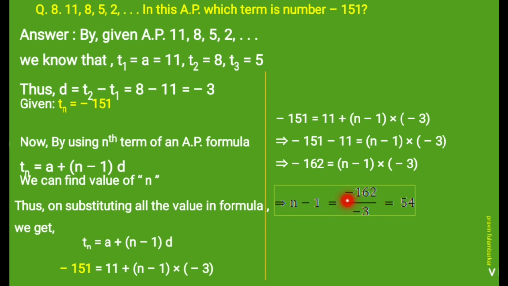So we get here n minus 1 equals minus 162 by minus 3. So minus 3 gets cancelled. When we divide this 162 by 3, we get 54. So this is the value of n minus 1. We require the value of n. So transfer this minus 1 to the right hand side. So we get n is equal to 54 plus 1, that is equal to 55. That means this minus 151 is the 55th term of the arithmetic progression.